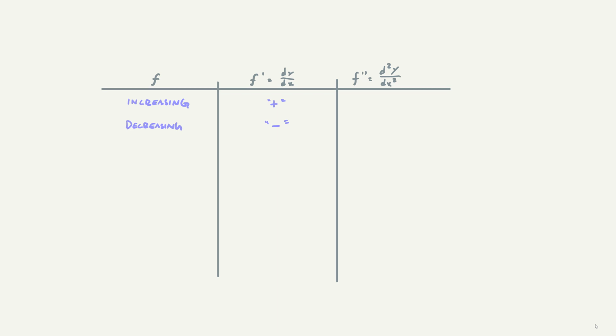And here's some things that we know so far about the relationships between f and f prime. We know that when f prime is positive, then f is increasing. We also know that when f prime is negative, then f is decreasing. And my goal for today is going to be to fill this table out. What are some other relationships that we can come up with?